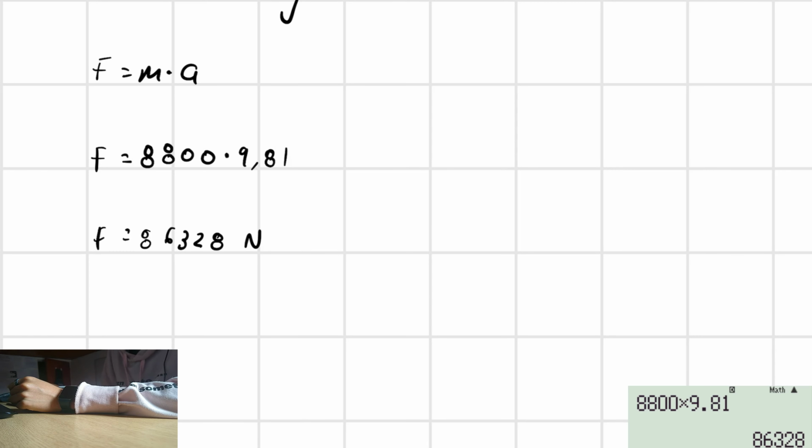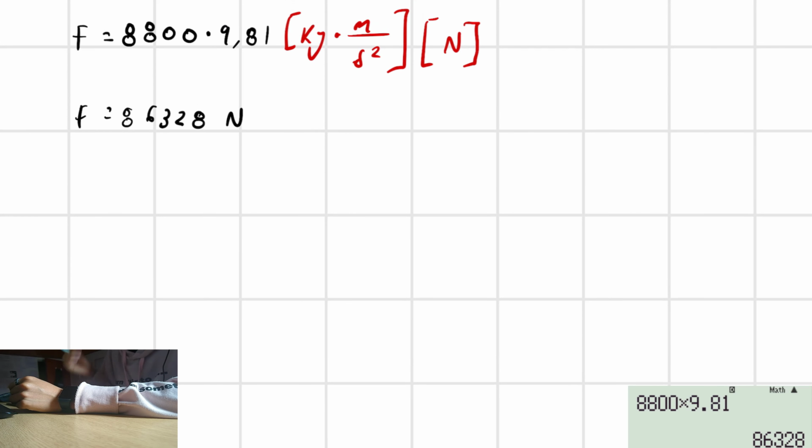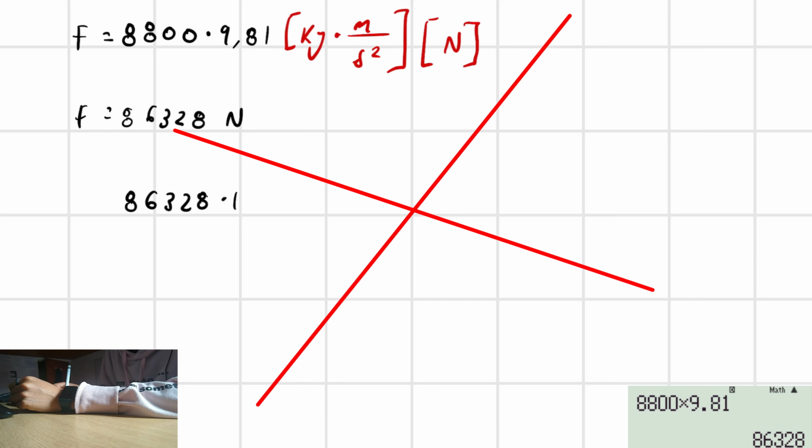newtons. You know why? Because right here I have kilograms multiplied by meters per square seconds, and this is equal to having a newton, right? But I wanted to use kilonewtons. Why is that? Because I have this already in kilonewtons. So all I have to do is to write down the equivalence.